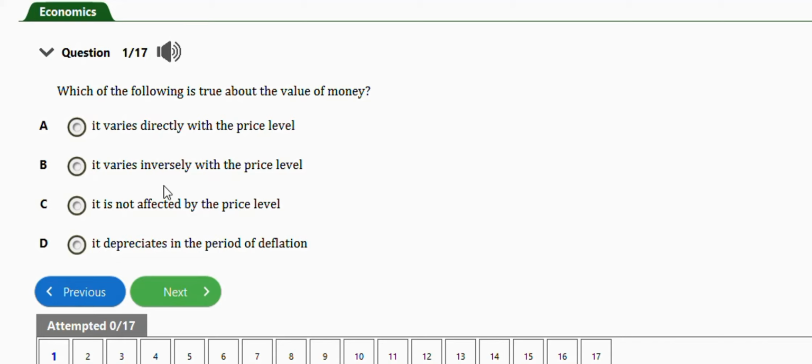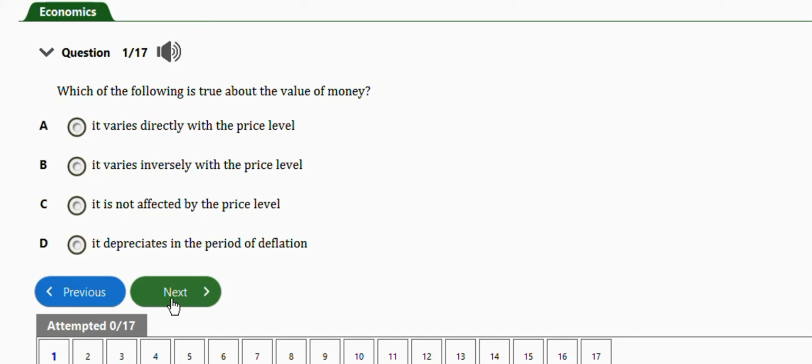The first question says, which of the following is true about the value of money? So we have: it varies directly with the price level, it varies inversely with the price level, it is not affected by the price level, it depreciates in the period of deflation. The right answer is that it varies inversely with the price level. Option B, very important.